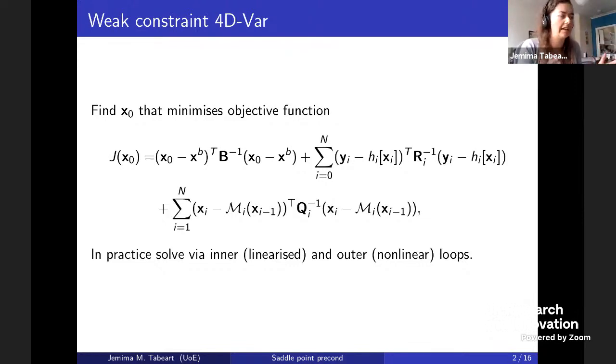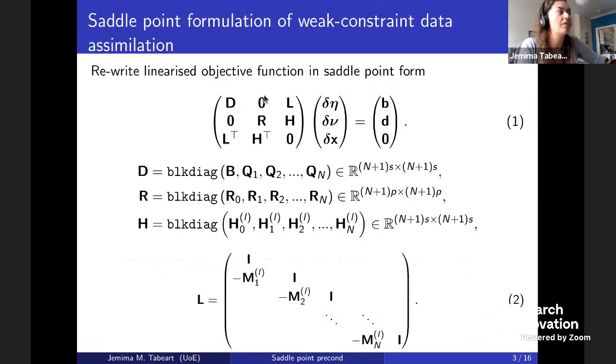But in practice, I'm dealing with really huge problems for weather forecasting. I want to solve them quickly. So what I typically do is solve a small number of outer nonlinear loops and a much larger number of inner linearized loops. One way we can approach this is by considering a linearization of this objective function, in which case we have a symmetric positive definite least squares problem, so we can just use a conjugate gradient method. But what I'm going to talk about today is instead rewriting that as a saddle point problem.